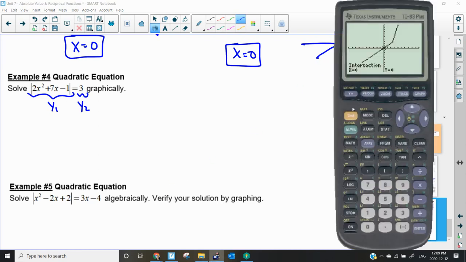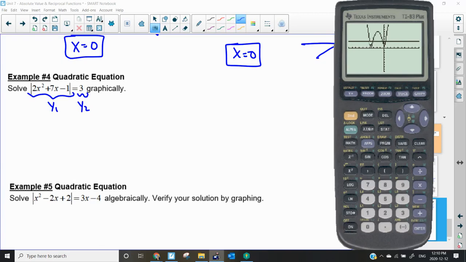So taking a look at our calculator, we're going to go math over to number. And we've got 2x squared plus 7x minus 1. And then we can draw a line at 3. And so we have our function there, and then we can find all of our intersection points. Now, if you notice, we have 4 intersection points.